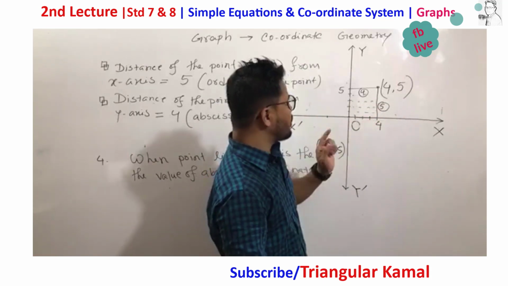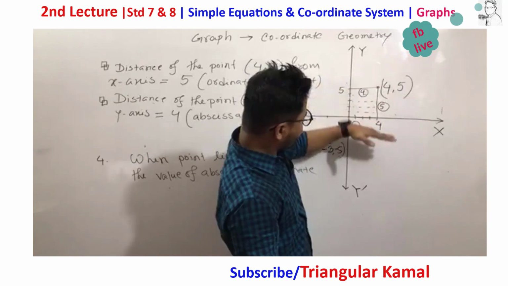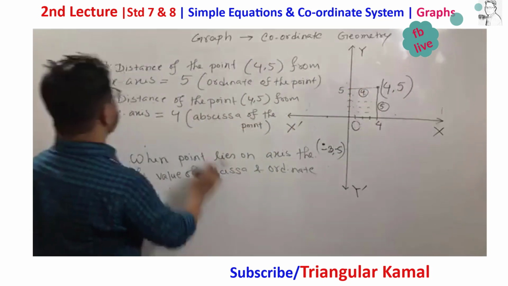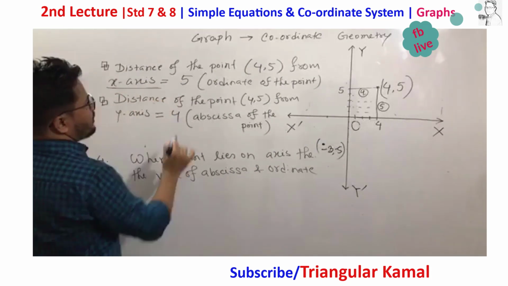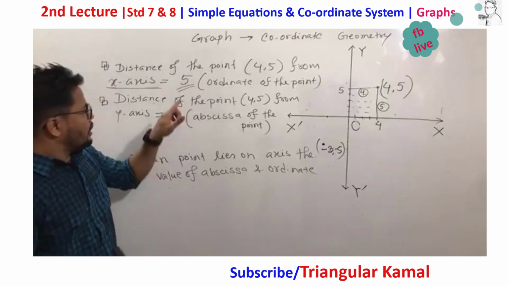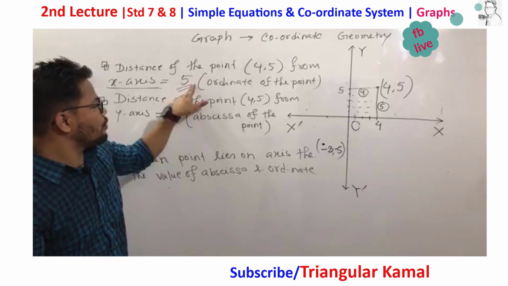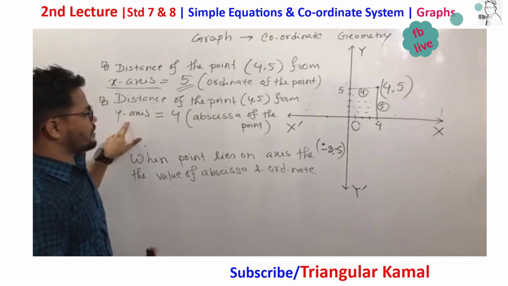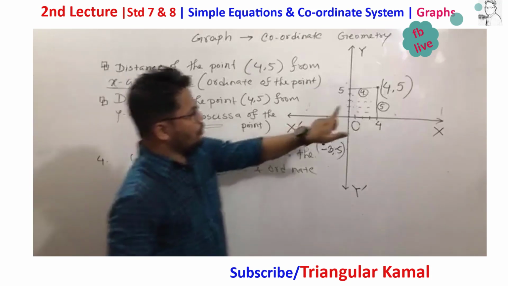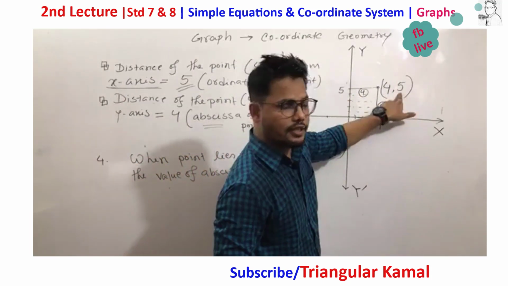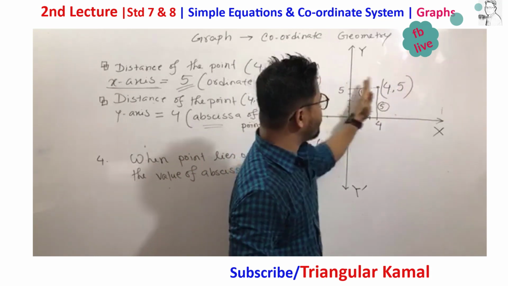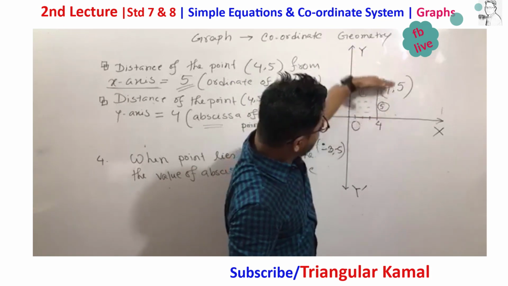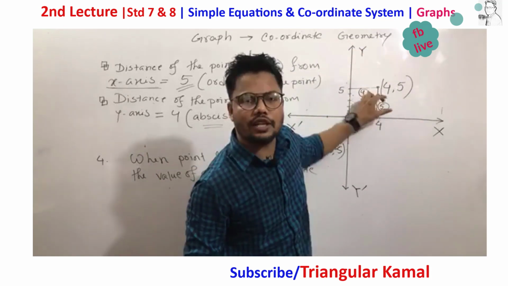So when the question asks from x-axis, this is the value of y, that is 5. When asked from x-axis, the ordinate will be the answer. Give attention: the distance from x-axis equals the ordinate of the point. Just change: distance from y-axis, abscissa will be the answer. How much distance from y-axis? Abscissa will be the answer, 4. What is the distance from x-axis? Ordinate will be the answer, which is 5.